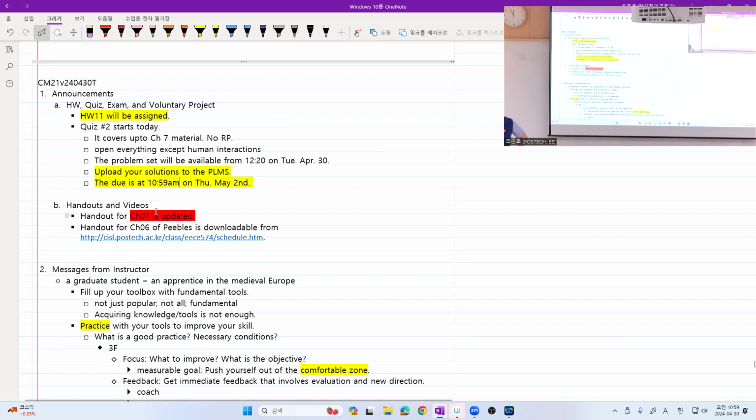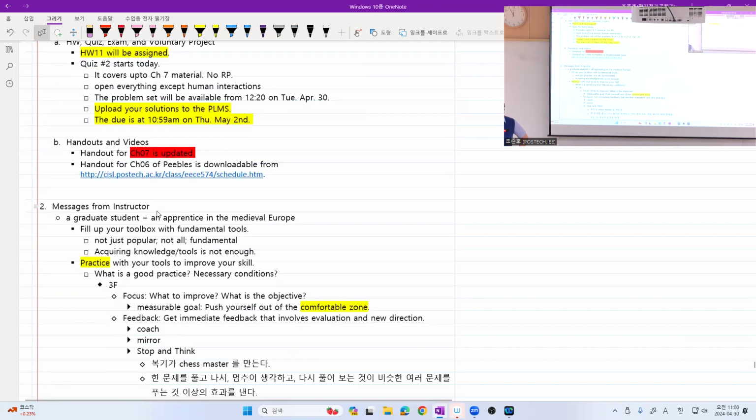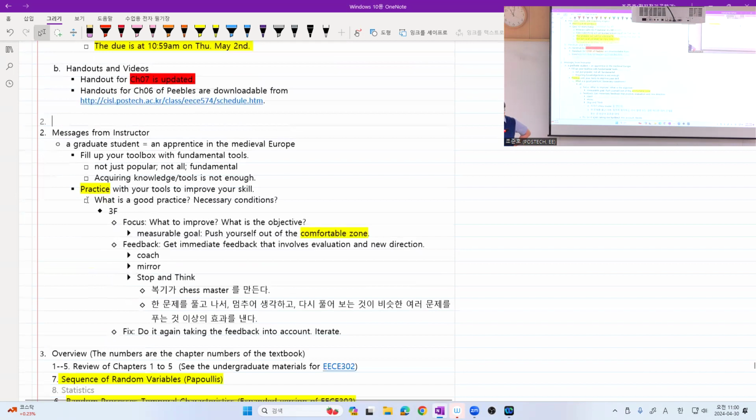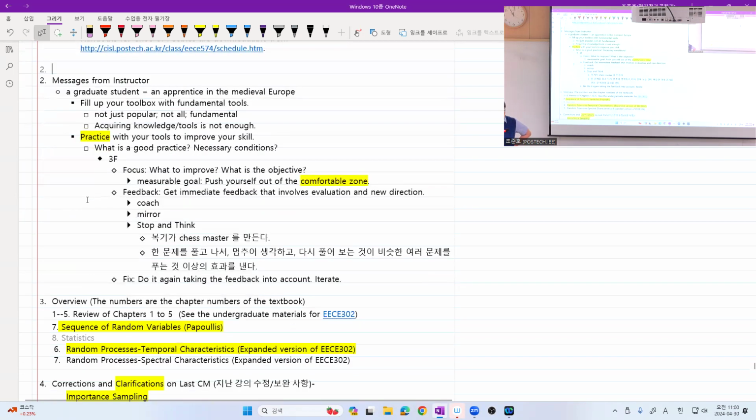Handouts for chapter 7 are updated again, so you'd better download it. Handouts for chapter 6 are posted also. I've intentionally separated each section so that you don't need to download all of them again and again. Messages from instructor, you have no interest because of case 2, so let me skip.